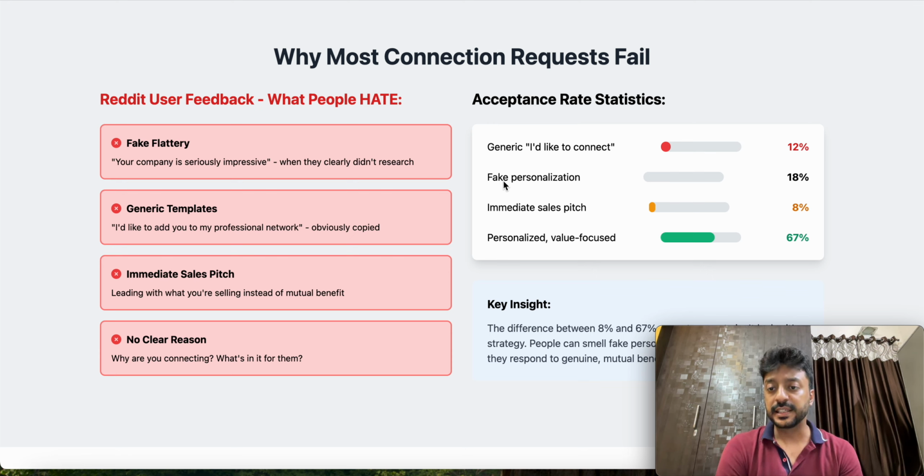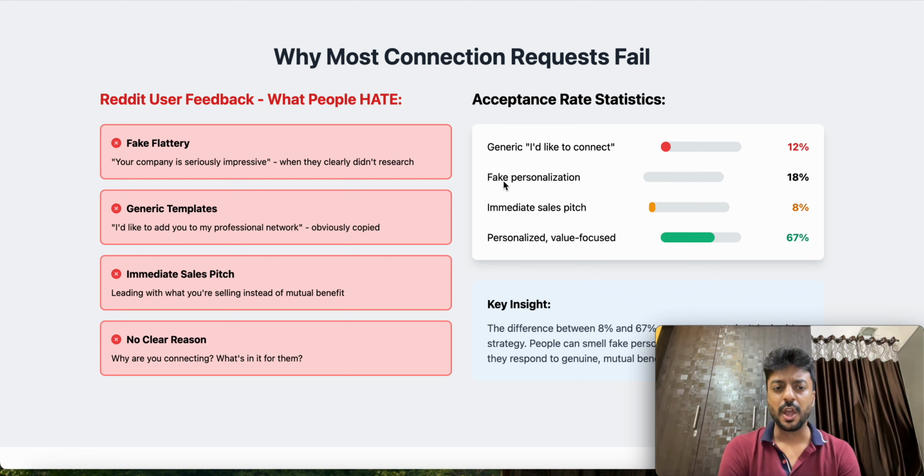You don't know anything about what my company does, and you are just saying that you love my company. But seriously, why do you love my company? Then whenever you say, I would like to add you to my professional network, why do I care if you want to add me to your network? What will I get? Then there is the immediate sales pitch, leading with what you are selling instead of mutual benefit. You just say that I can help you build high converting landing pages. Dude, I have many freelancers, I have developers in my team. Why would I look at your landing pages, and why should I trust you at the first stage?